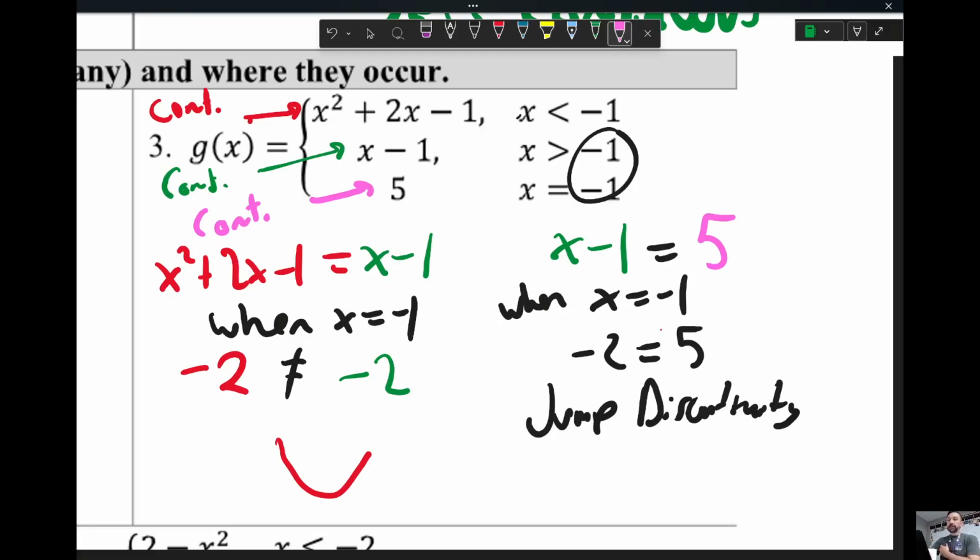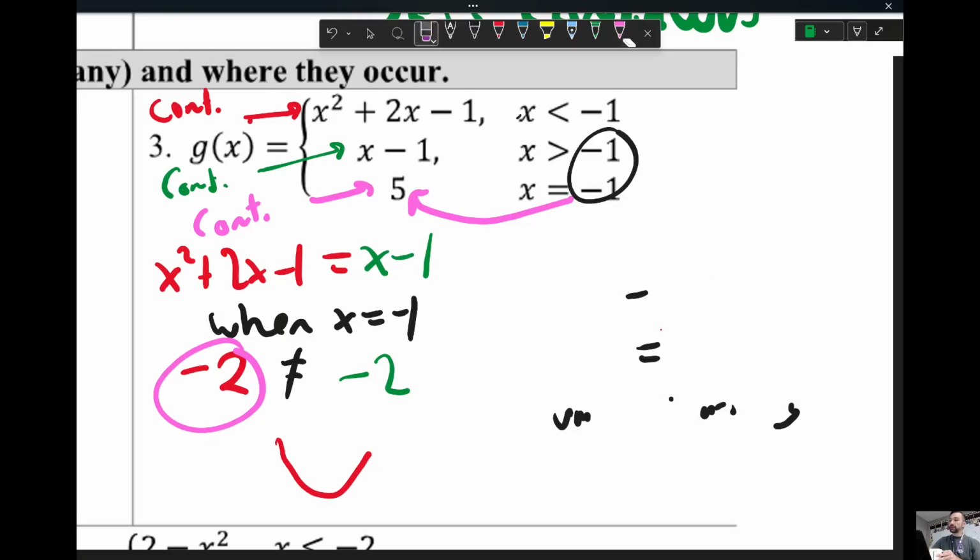So at x equals -1, this I already figured out was -2. At x equals -1 though, it is 5. There's no variable in there, it's always 5. So what's really happening here is, let me draw a better picture. These two do have a limit. This approaches -2 and this approaches -2.